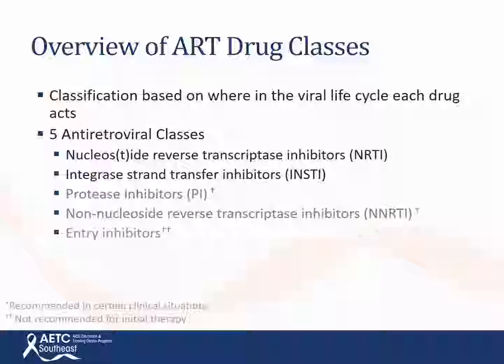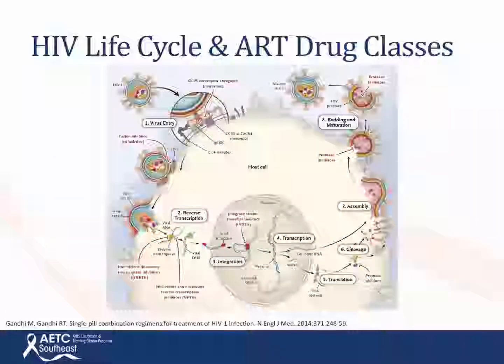So now let's go back to the HIV life cycle and look at where each of these 5 antiretroviral drug classes work. You'll see entry inhibitors work to prevent the virus from entering the CD4 T cell. And we have 2 types of entry inhibitors, fusion inhibitors and CCR5 antagonists.